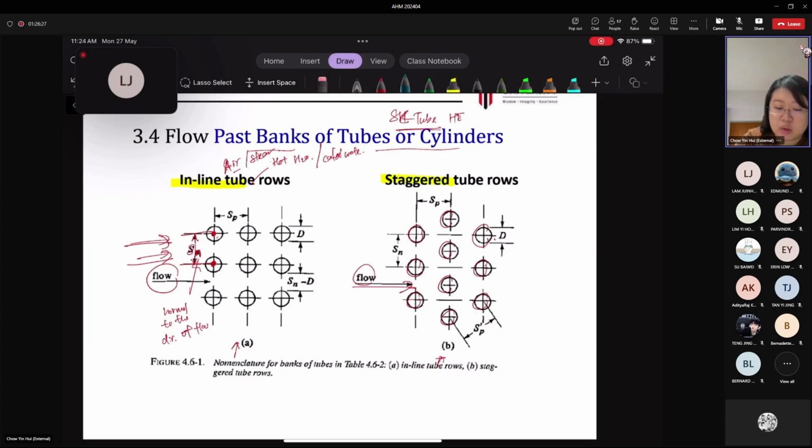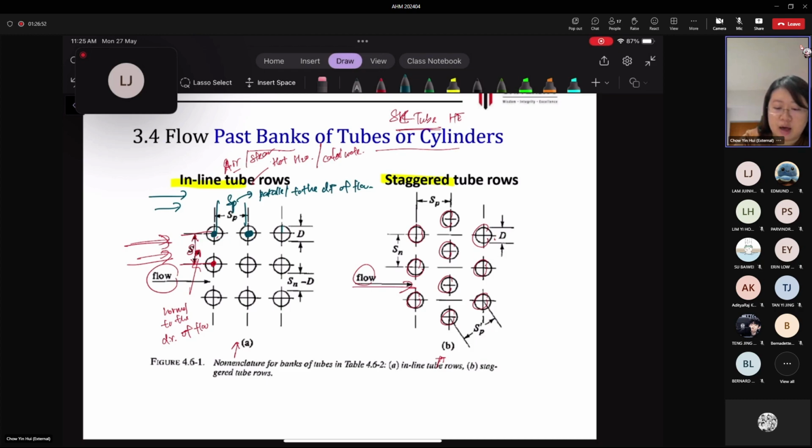Whereas if we look at this one here, the distance between the centers of these two tubes is denoted by Sp, which means the distance between the centers of two tubes which is parallel to the direction of flow. Okay, Sn and Sp.